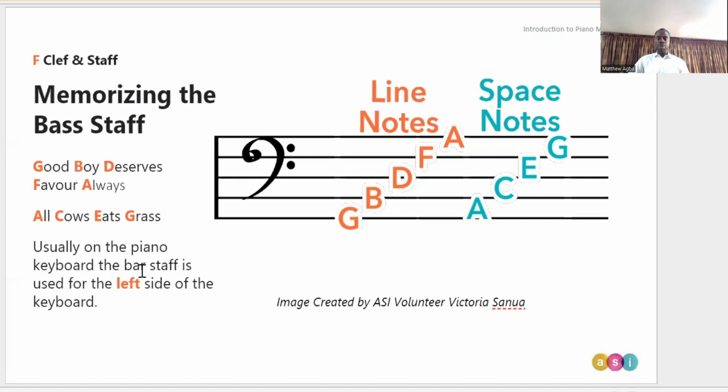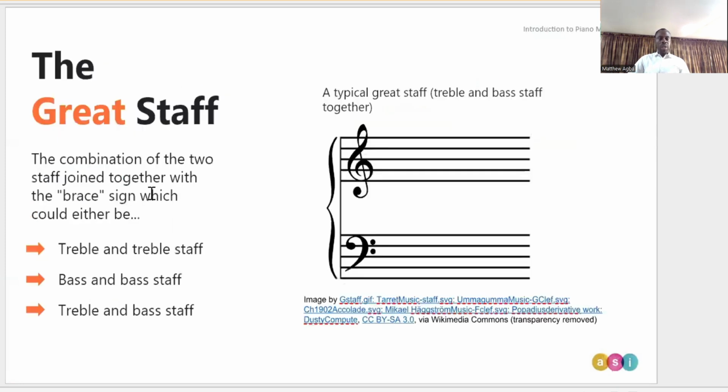Usually on the piano, the bass staff uses the left hand. So we use the left hand to perform the bass staff reading of the notes.